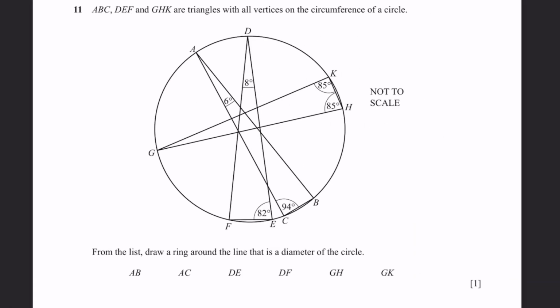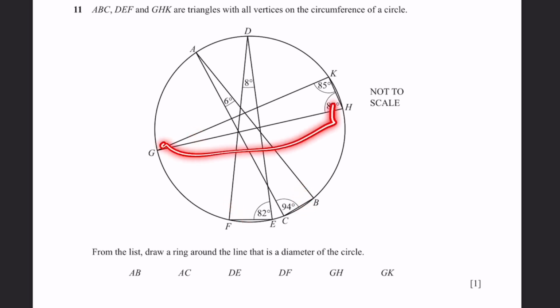Question 11. ABC, DEF, and GHK are all triangles with all vertices on the circumference of a circle. From the list, draw a ring around the line that is a diameter of the circle. Okay, so in these three triangles, all of them have one angle missing.